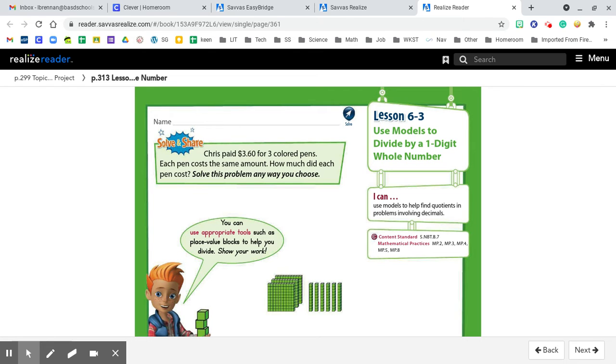All right, today we're doing lesson 6-3, use models to divide by a one-digit whole number. And if you were in my class this year, this is actually an optional lesson.